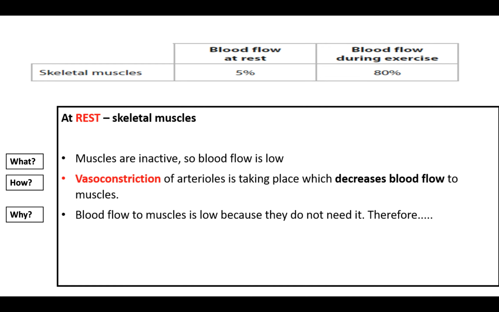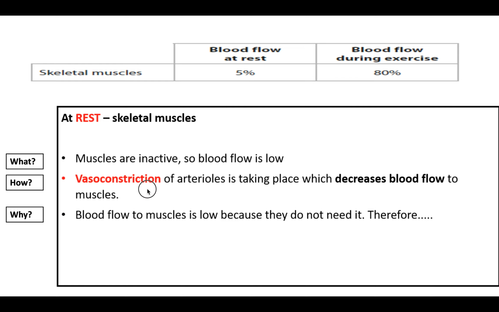Now, why is this happening? This is happening because muscles do not need it. They do not need the blood flow, the oxygen. Our vital organs do. So at rest, muscles are inactive, so blood flow to the muscles is low. This is because the arterioles have vasoconstricted, which means they have narrowed, which is decreasing the blood flow to the muscle.